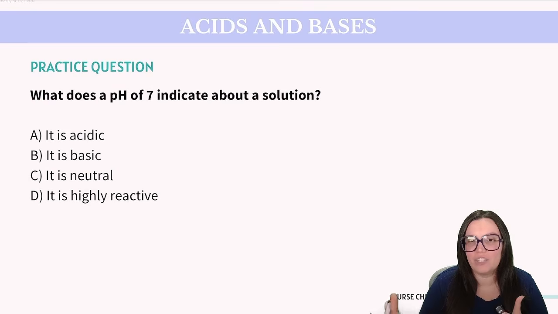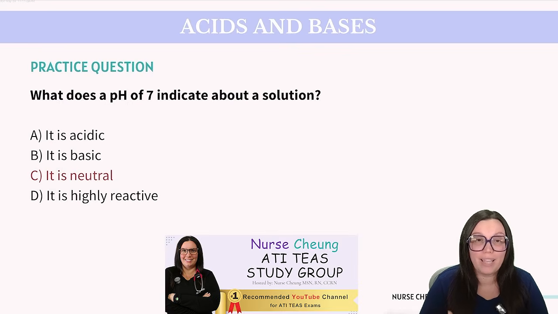What does a pH of 7 indicate about a solution? Is it acidic, basic, neutral, or highly reactive? And the correct answer is C, it is neutral. Remember, a pH of 7 is considered neutral, indicating that the solution is neither acidic nor basic. And we see this a lot when it comes to pure water.